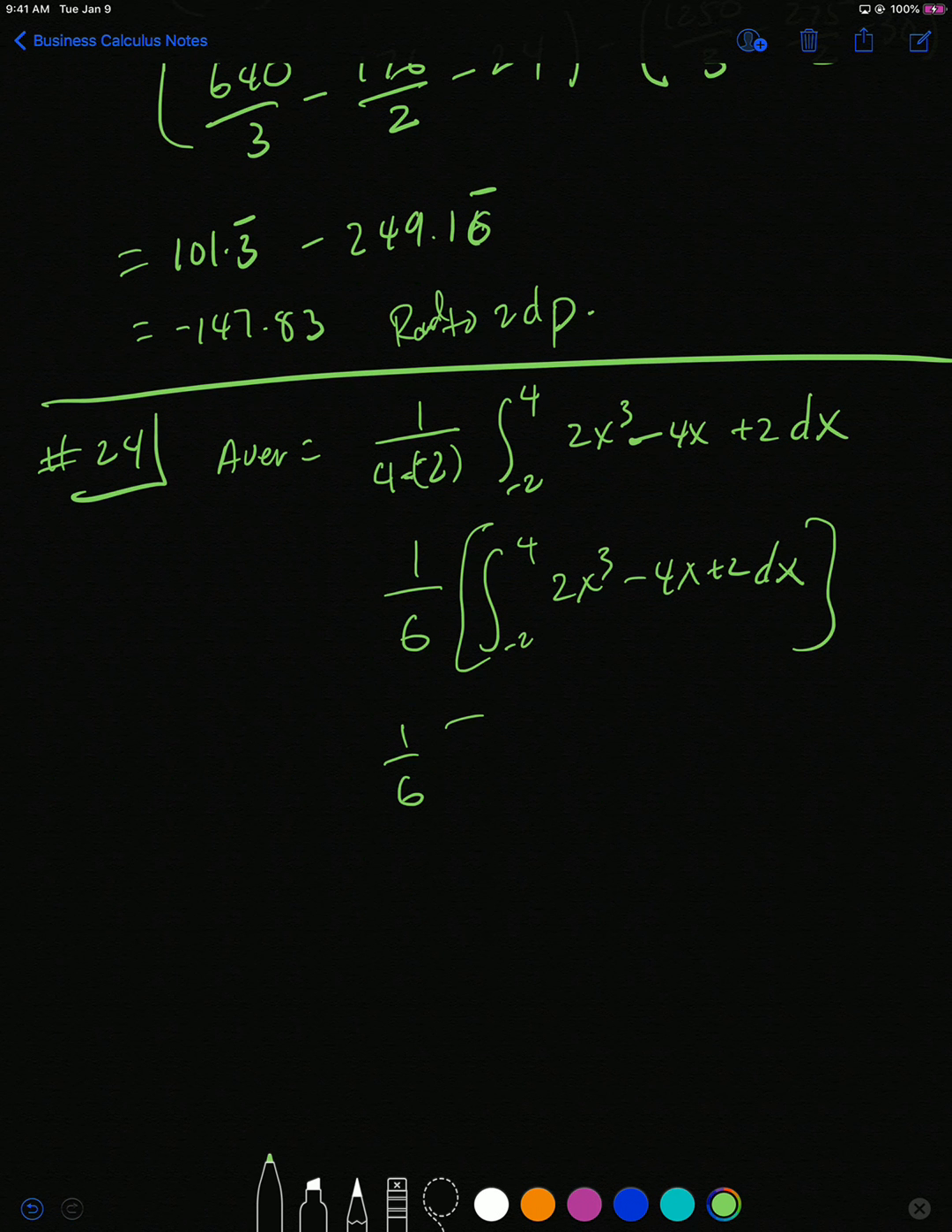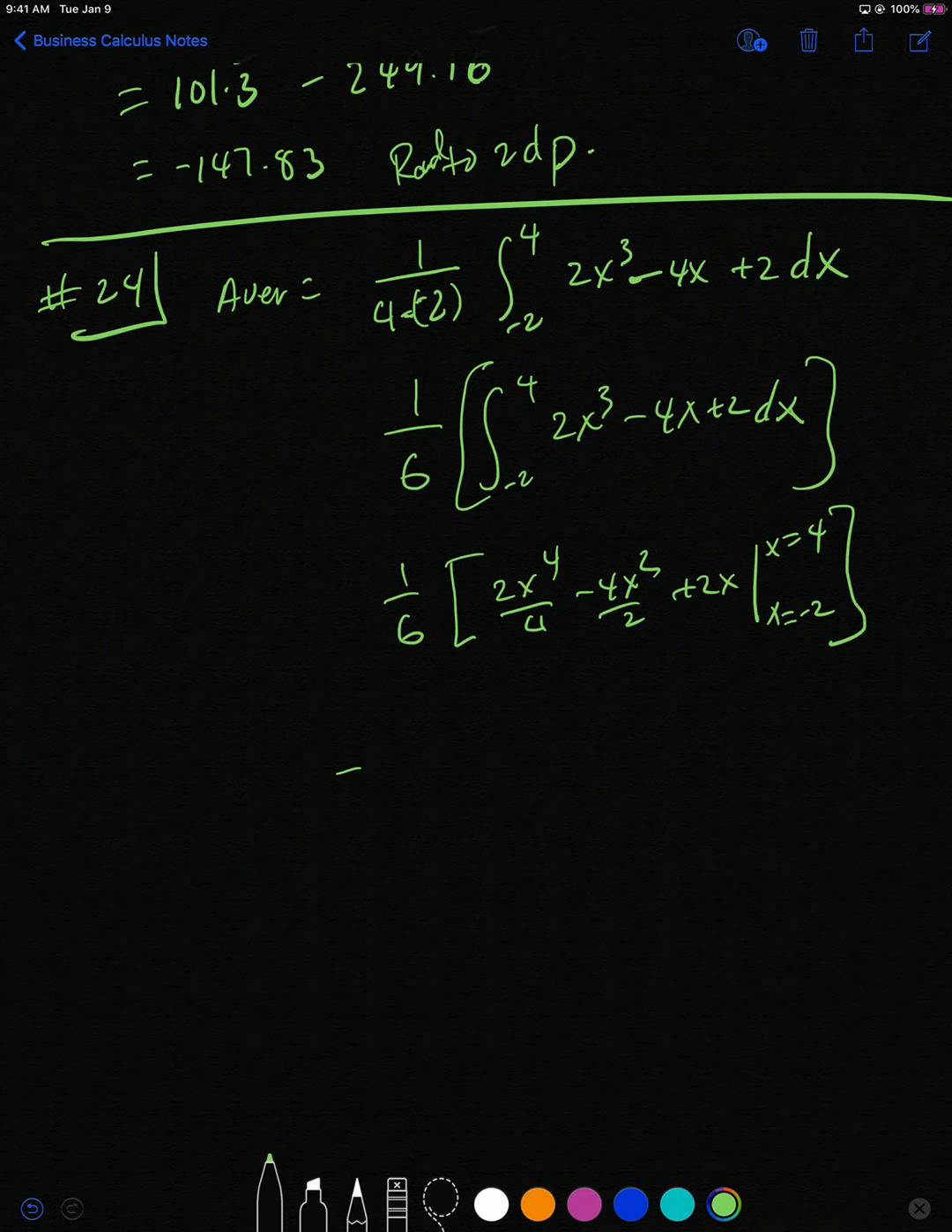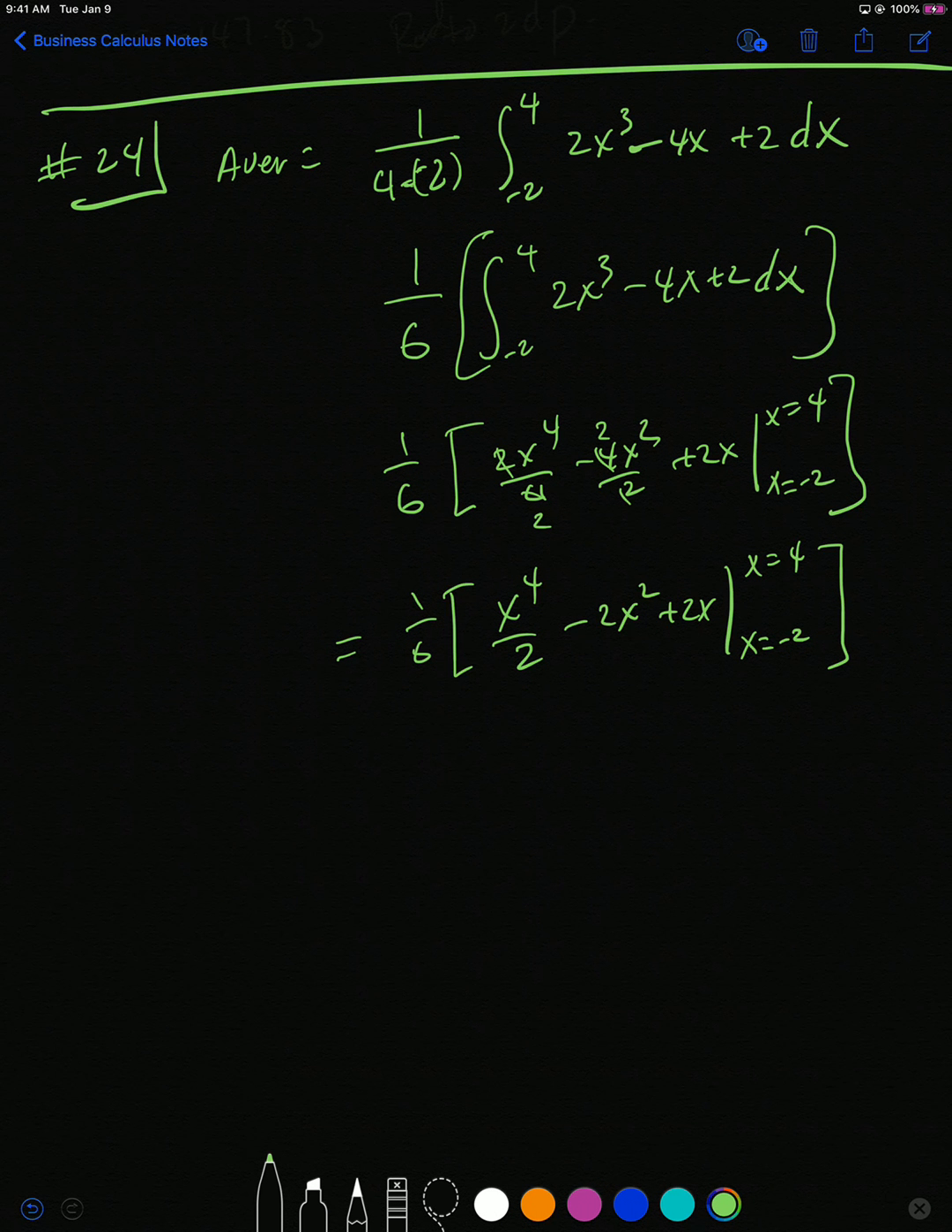So that's going to be 1 over 6. Let's integrate. 2x to the 4 over 4 minus 4x squared over 2 plus 2x. I have to plug in 4, I have to plug in negative 2, and I have to subtract the answers. So that's going to be 1 over 6. This becomes 2x to the 4 over 2 minus 2x squared plus 2x. Got to plug in 4, plug in negative 2, subtract the 2 answers.